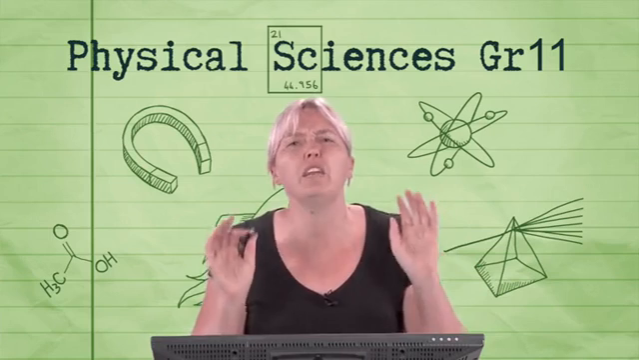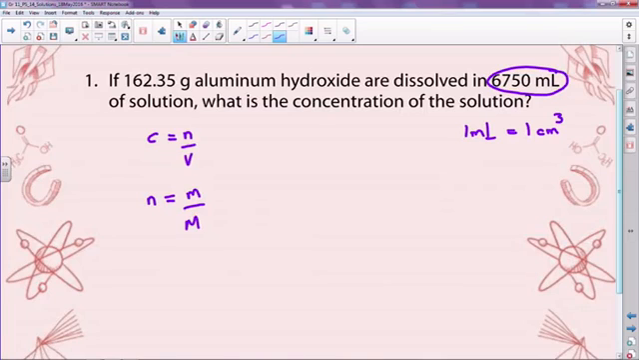Actually, you know what I want to do? I'm going to leave it for you to do. I'll give you a few minutes to do it. Then we'll come back and we'll work through it together. Okay. So it's going to be if 162.35 grams of aluminium hydroxide, so we're going to need to find a periodic table while we're on ad break. They're dissolved in 6,750 milliliters of solution. What is the concentration of solution?